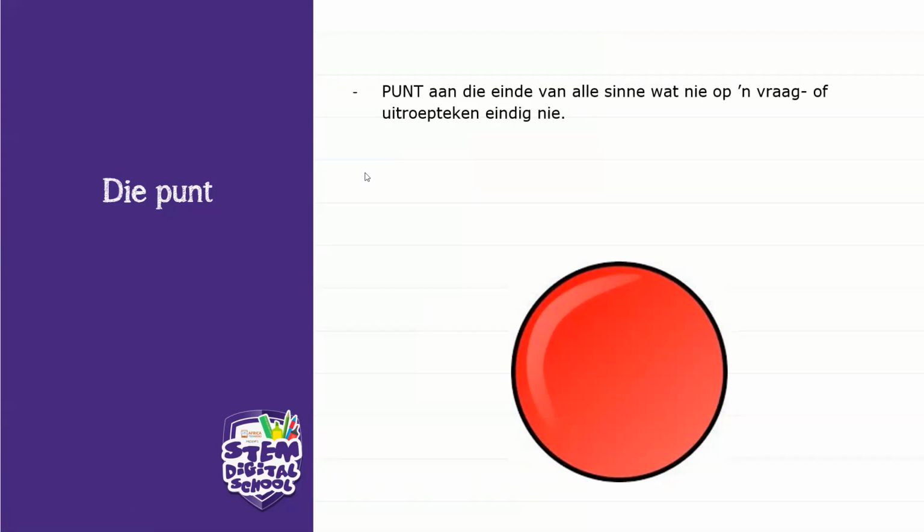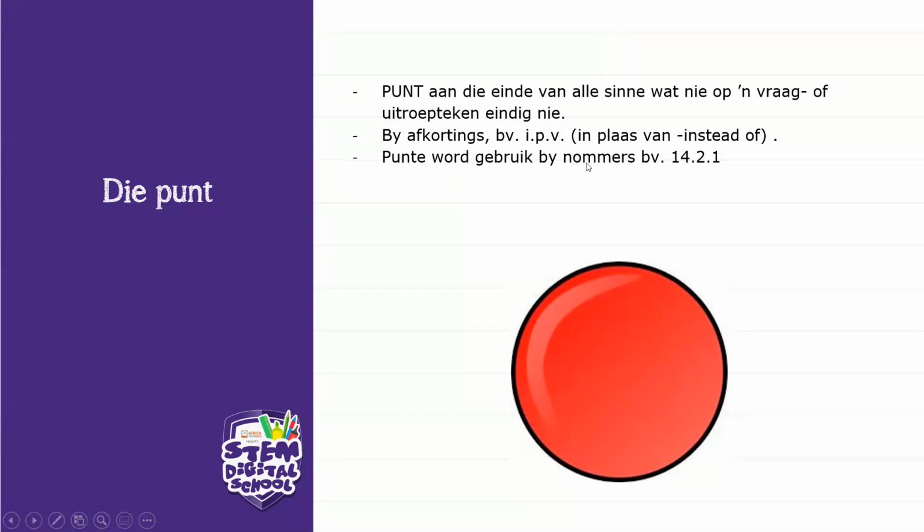In other words, we use a full stop at the end of each sentence, which does not end on a question or an exclamation. And then, by afkortings, for example in plaas van, instead of, is dat afkorting, in plaas van, so with afkortings, there's always a punt in. Punte word gebruik by nommers, bijvoorbeeld 14.2.1, so it's always used with numbers.